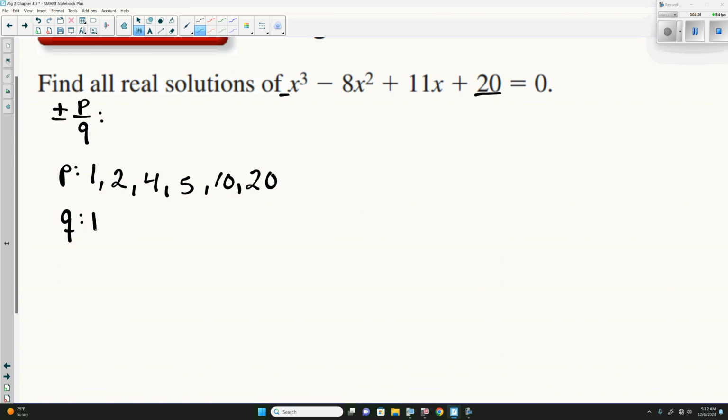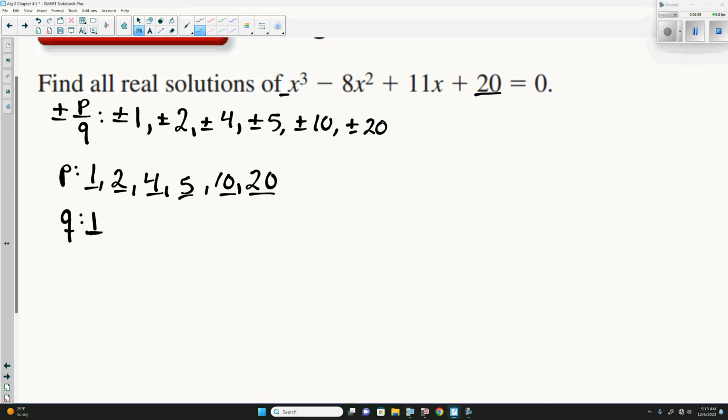Now, so all the factors of p divided by all the factors of q. So we're going to start with one q at a time. Well, for this one here, we only have one value of q. So we'll start off with plus or minus 1 divided by 1 is 1. Plus or minus 2 divided by 1 is 2, plus or minus 4 divided by 1 is 4. Then we will do 5 divided by 1, plus or minus 5. 10 divided by 1, plus or minus 10. And lastly, 20 divided by 1 is plus or minus 20.